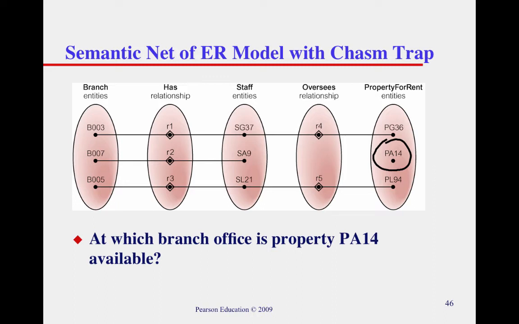Now, a staff member may temporarily not be handling that property. Maybe the staff member just left the company, but the property is still attached to a branch. So you have a problem here. The staff member left, but now the property has been orphaned. That's a chasm trap. You can't determine which branch contains or manages property PA14.